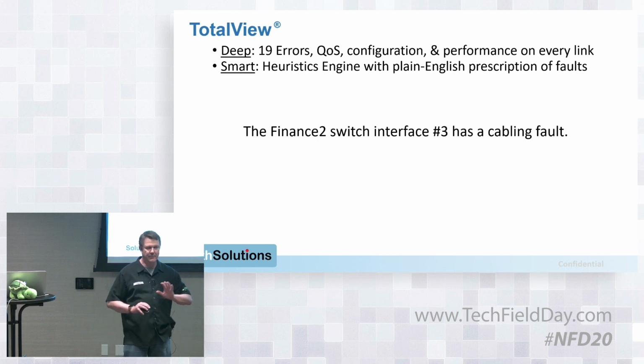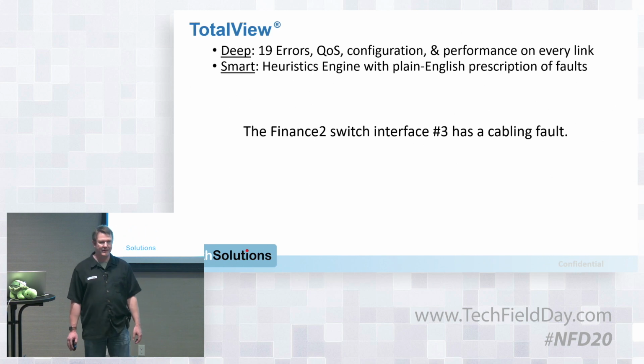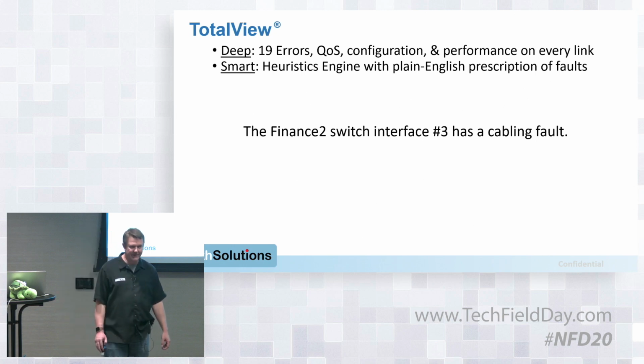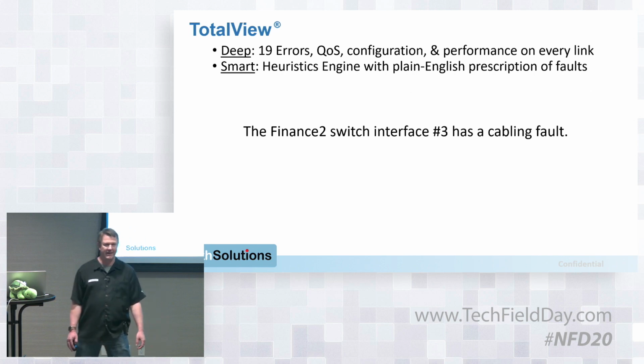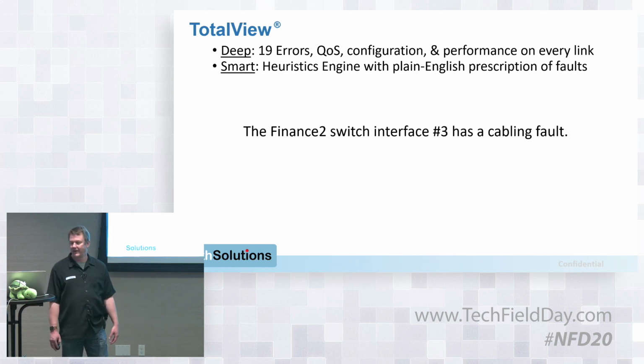That way, again, you can push this stuff down to the help desk and you're not getting those 2 a.m. phone calls. It's a cabling fault. Go out and look to see what's plugged into Finance 2 switch interface 3 and find out, oh yeah, somebody's been backing their desk chair over this Ethernet station cord 5 times a day. Yeah, that's going to cause packet loss because we're going to have a bunch of FCS errors and alignment errors and be able to have that plain English answer.